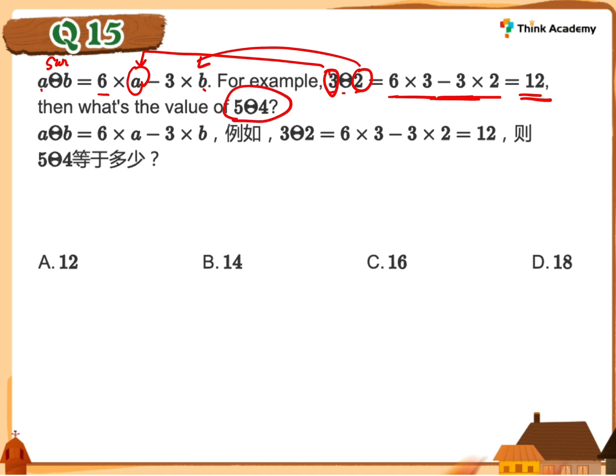So how about the value of 5 sign 4? Actually it will be 6 times A. This 5 is A, right? So 6 times 5, and then 3 times B. B is 4, so times 4. Then it will be 30 minus 12. The answer is 18. So the true answer is D.